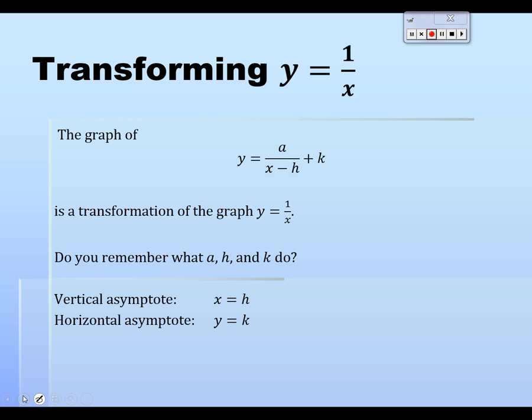And then if you've moved it left or right, that is, if instead of x it's x minus 5 or something, then the new vertical asymptote is however far you moved it, right? Likewise, if you moved it up or down, the horizontal asymptote is no longer y equals 0. It's y equals whatever you moved it to, right? This should not be a surprise.